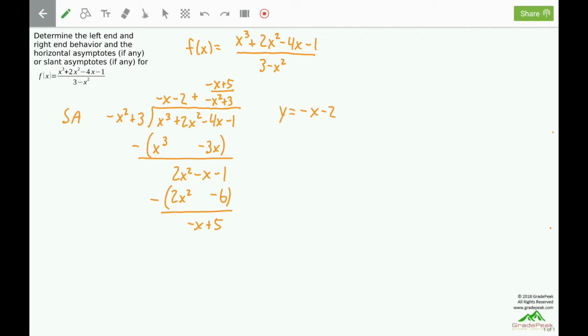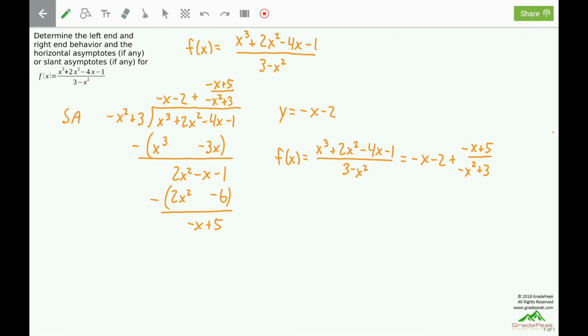Now to show that this is the case, f of x is x cubed plus 2x squared minus 4x minus 1, divided by 3 minus x squared. After long division, this is equal to negative x minus 2 plus a negative x plus 5, divided by a negative x squared plus 3.